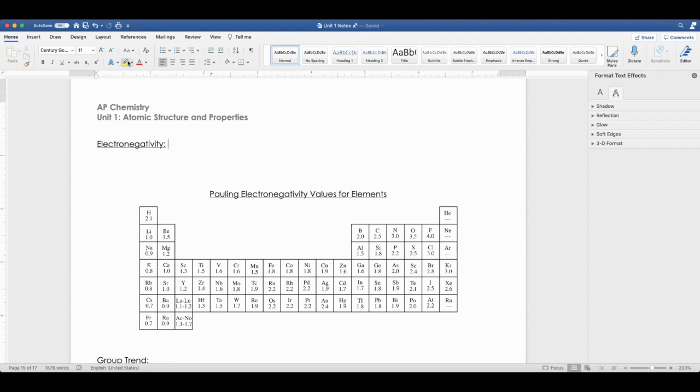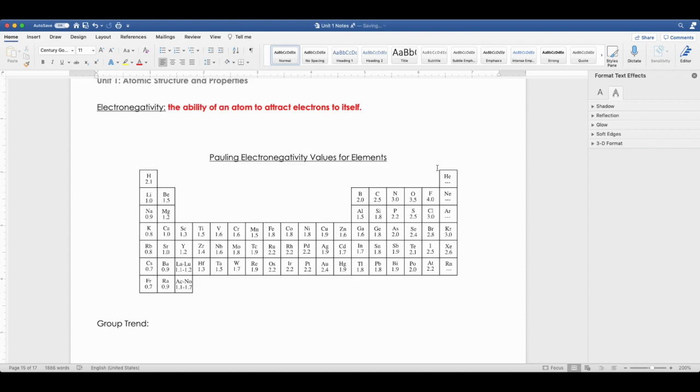And we talk a lot about electronegativity dealing with bonds. So why do ionic bonds form between metals and nonmetals, whereas covalent bonds form between two nonmetals? It all comes down to electronegativity. Just to reiterate, because we did talk about this quite a bit in Chem 1, electronegativity is the ability of an atom to attract electrons to itself.